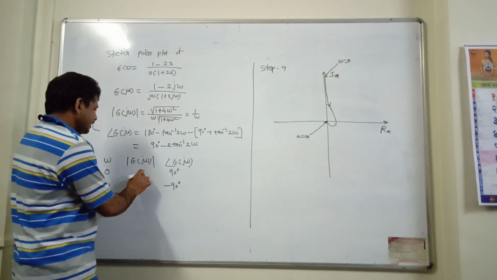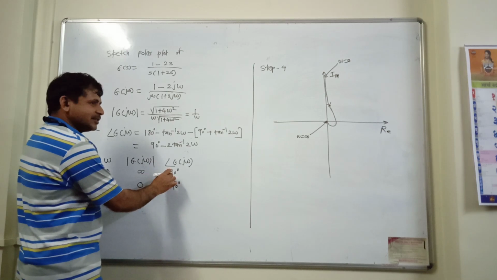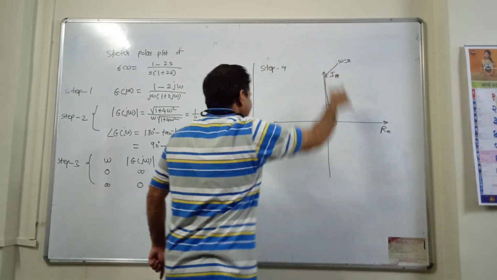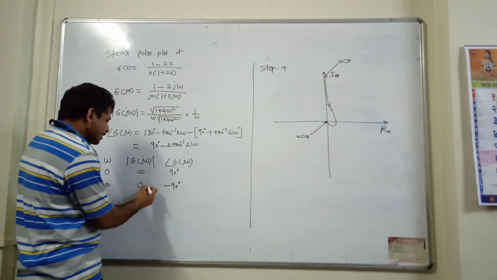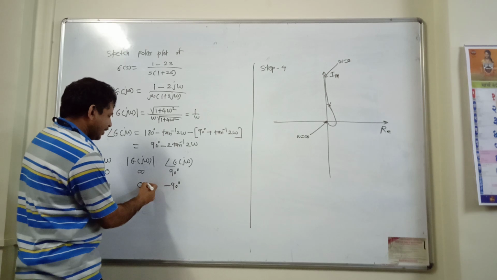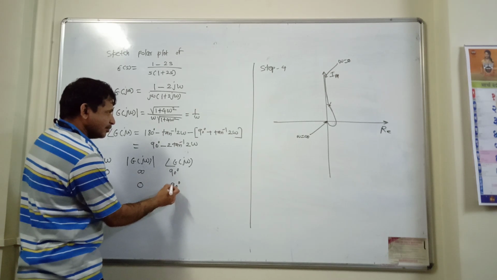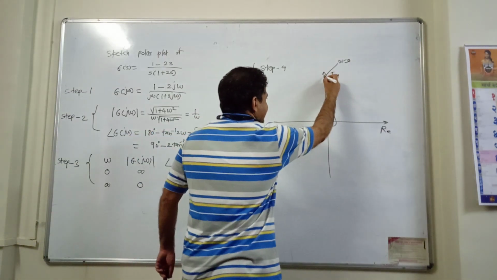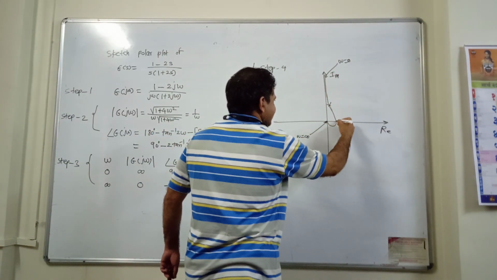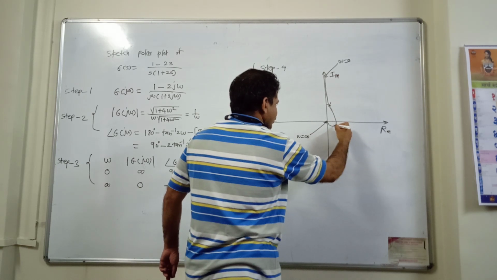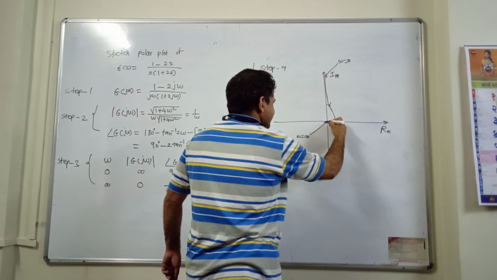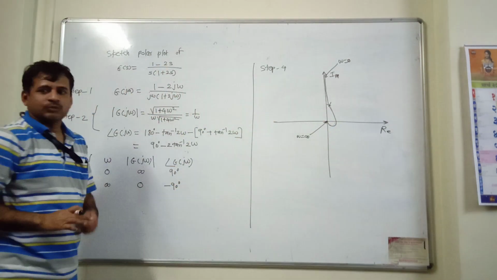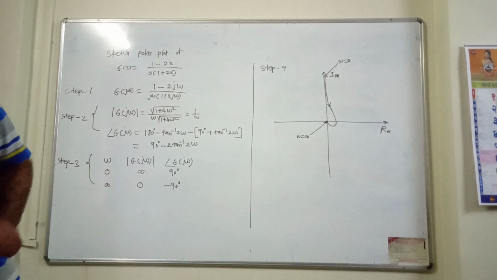How? See, initially magnitude is infinity, angle is 90 degree. So this is 90 degree and it is infinity, somewhere above. And then see, magnitude is decreasing, and while decreasing, angle is increasing from 90 to minus 90 through 0. See, it is coming here, magnitude is decreasing, through 0 it is moving to minus 90 where magnitude is 0. So this is the polar plot of this particular example. So I hope you understood this. Let us take another example.